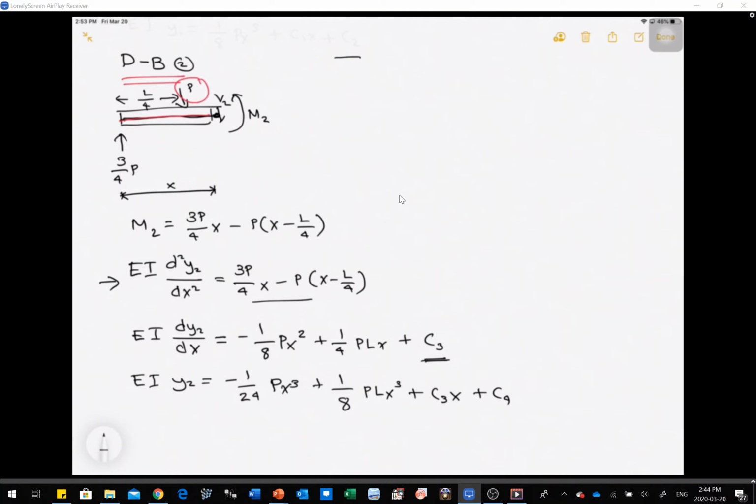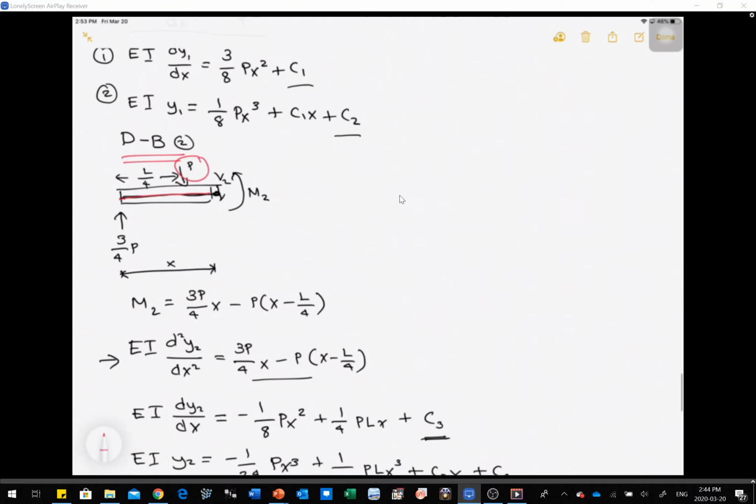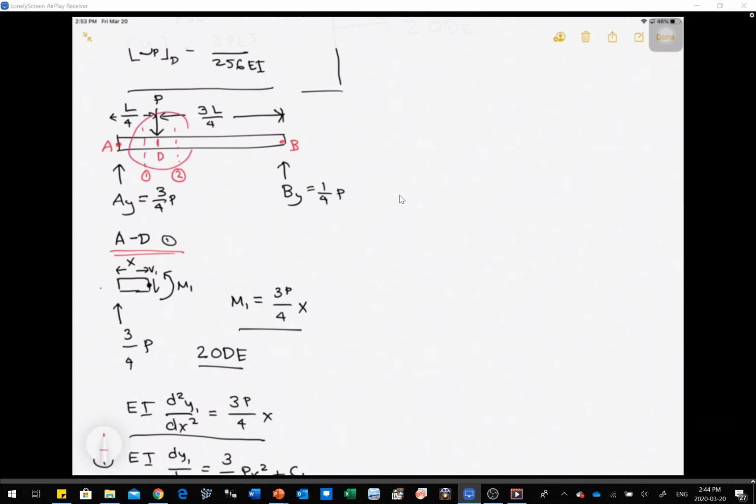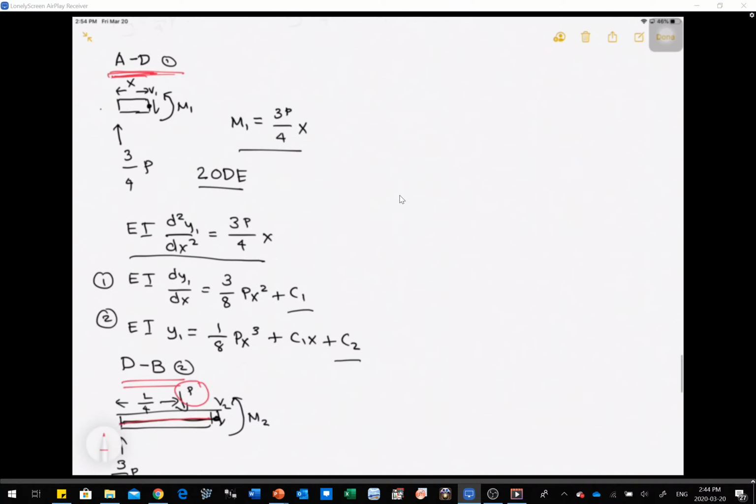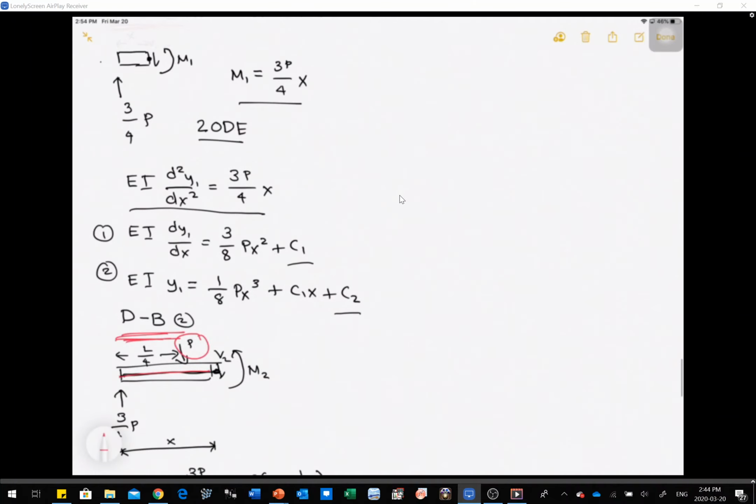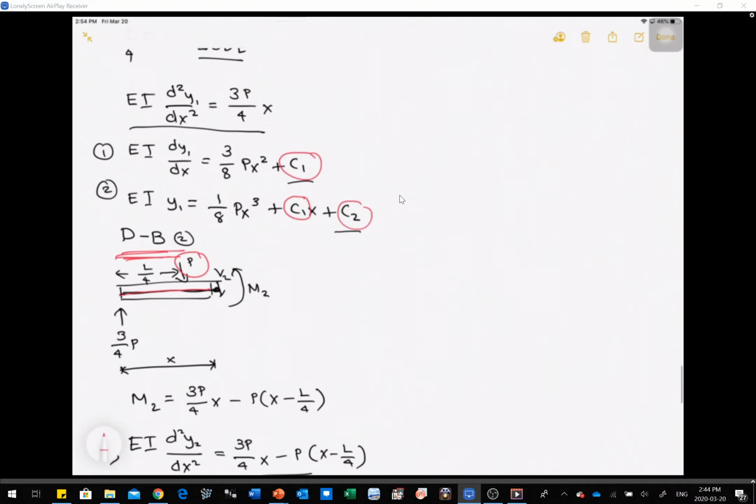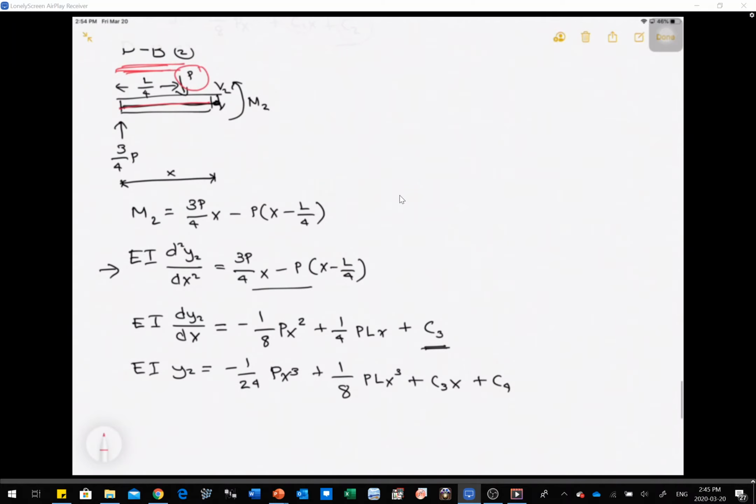Now I have 4 different constants of integration using my second order differential equation. It's because when I cut my beam, I have 2 different conditions here. So it's either I will include P when I cut my beam, or I will exclude it. Again, this is divided into section AD, and then now we have section DB right here. So how can I solve this problem? I have now 4 different constants of integration: C1, C2, C3 right here, and C4.